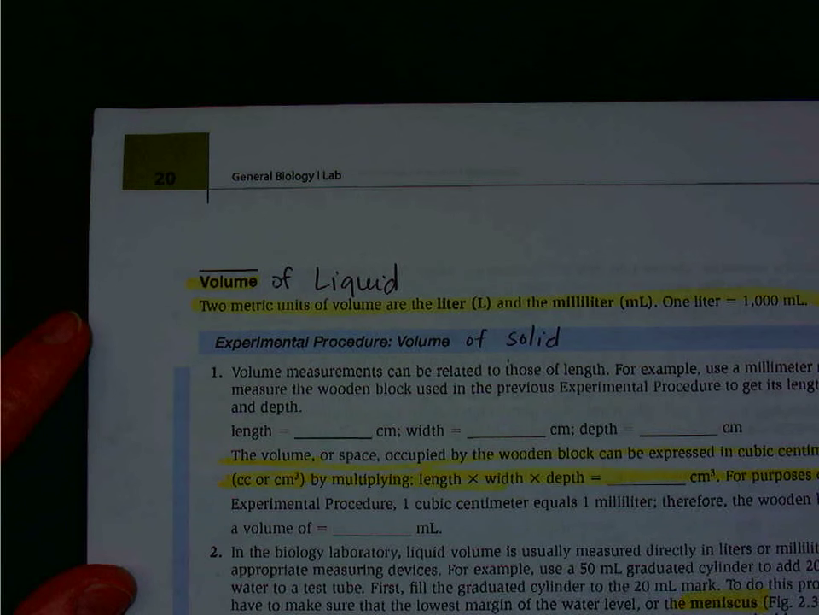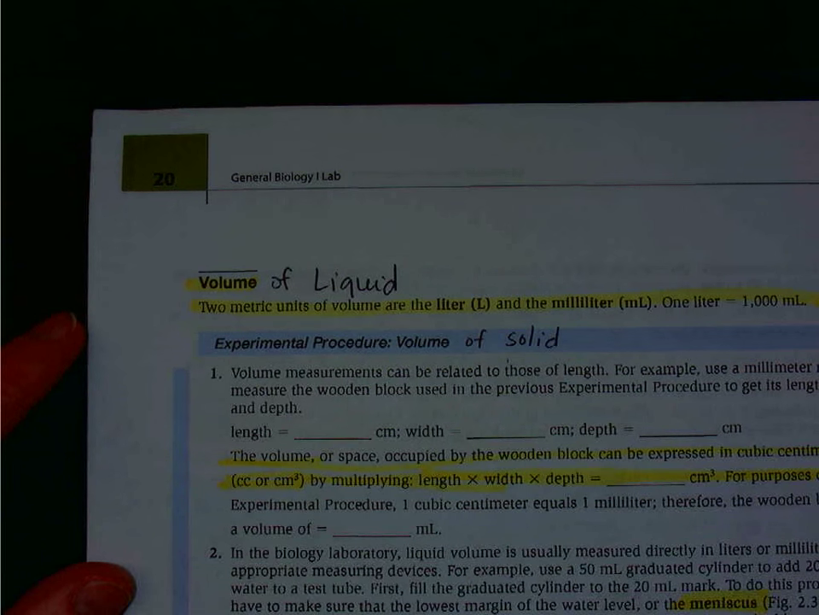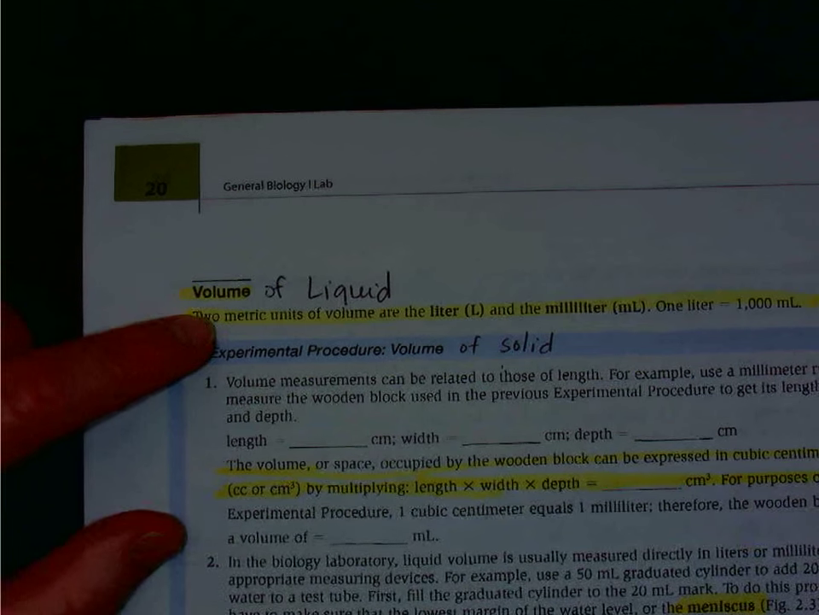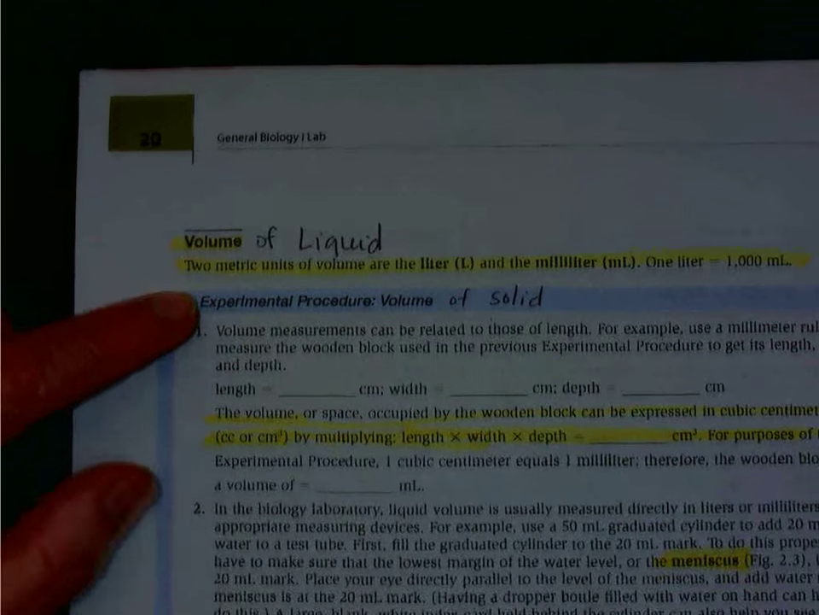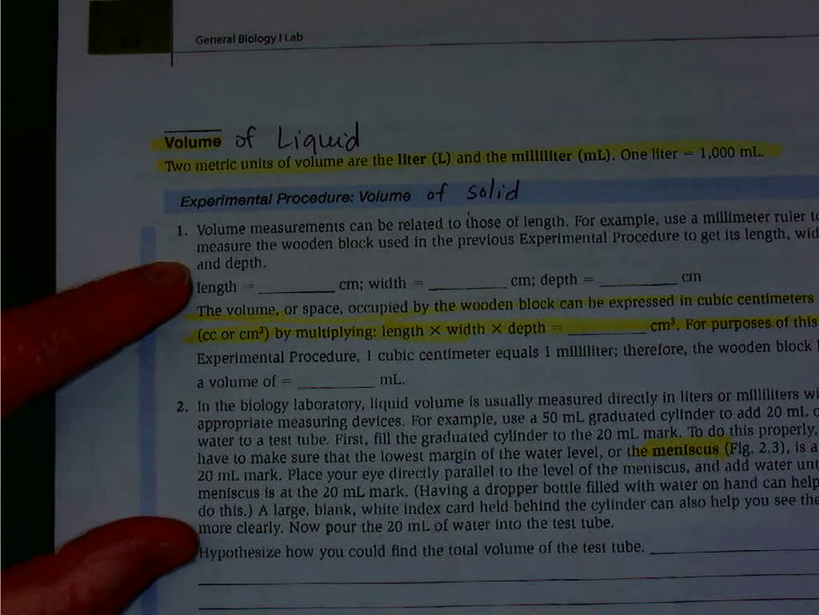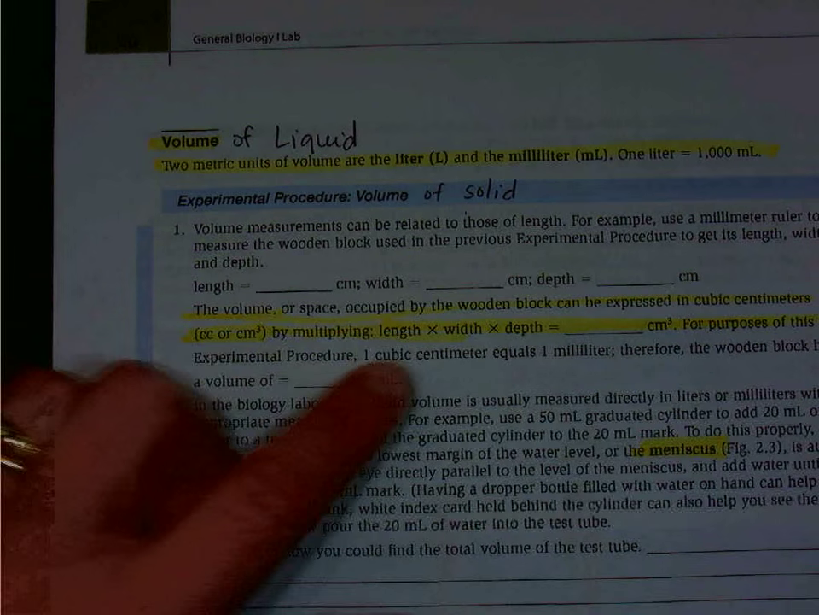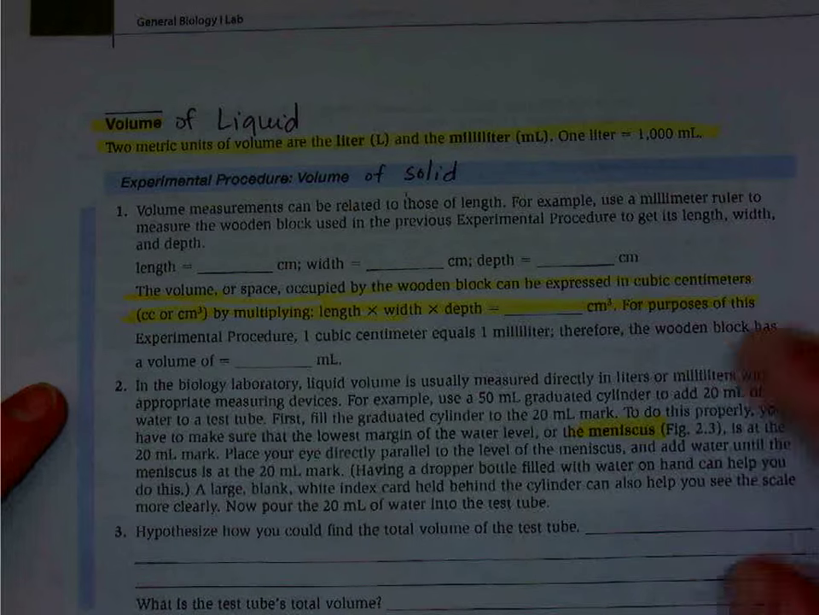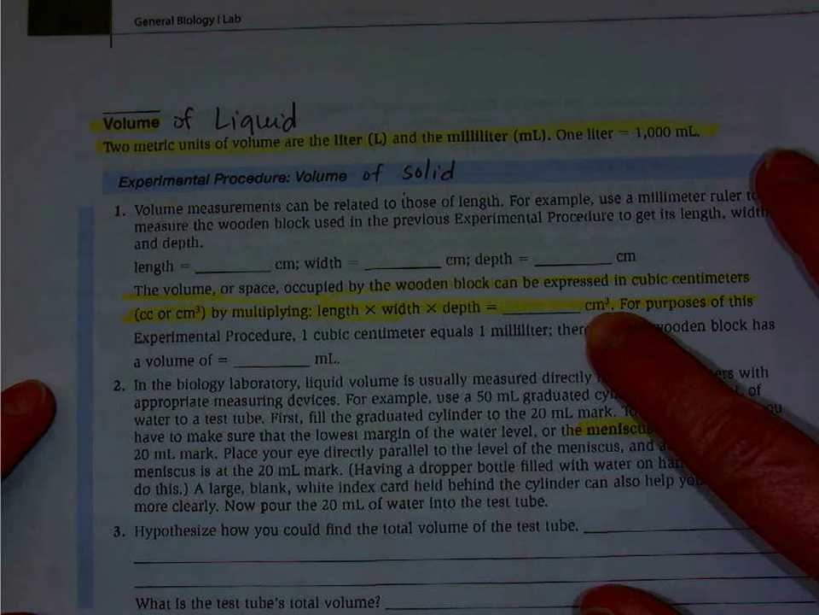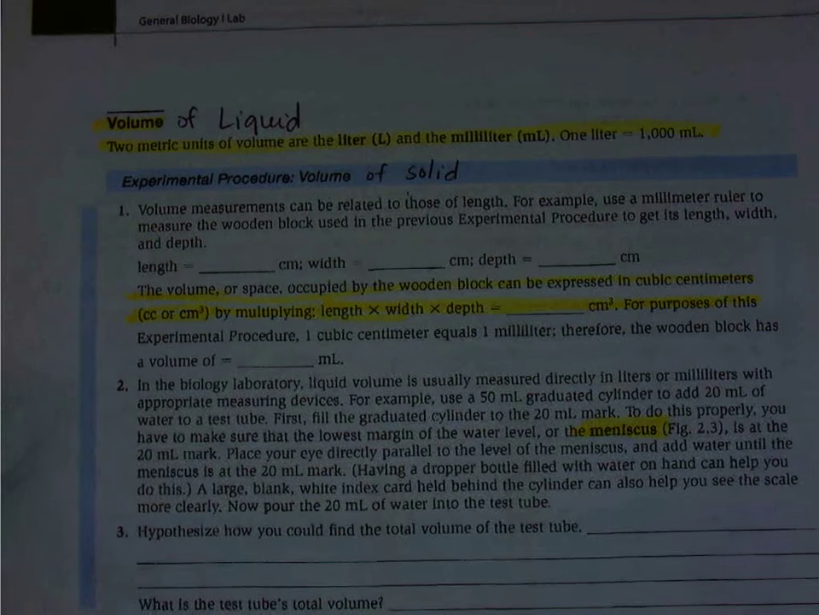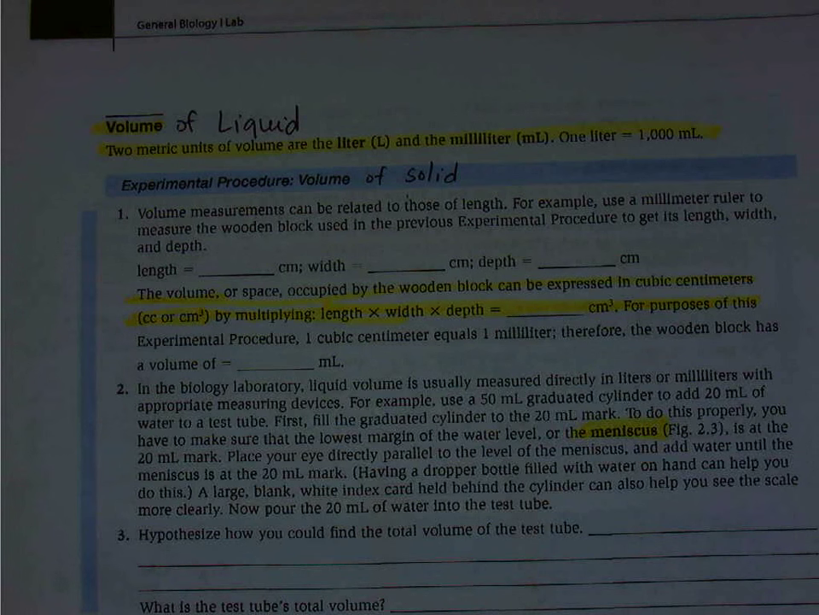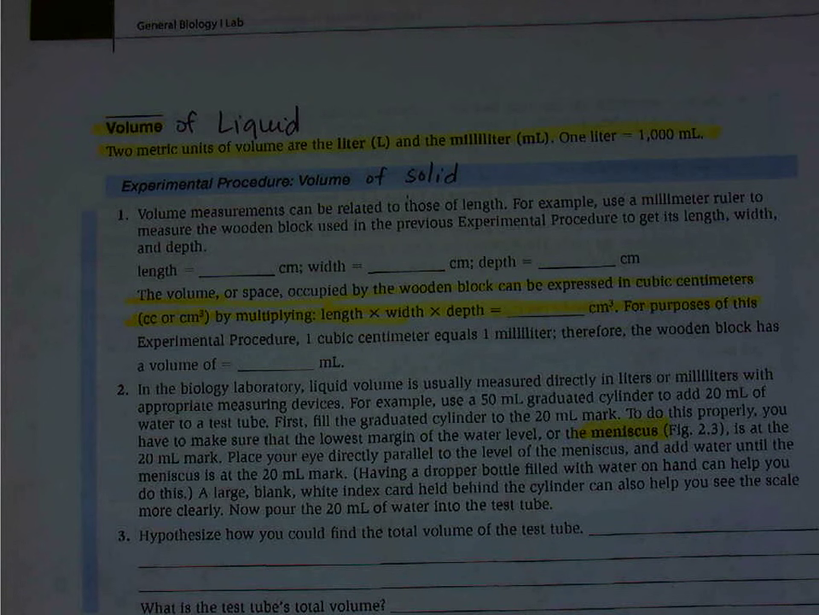We talked about a couple of different ways to measure volume. If we're measuring the volume of liquid, we typically use liters or milliliters, some derivation of that. If we're talking about the volume of a solid, then we're going to use length times width times depth, and we come up with a cubic measurement. It could be centimeters cubed, meters cubed, millimeters cubed, some derivation of the meter.